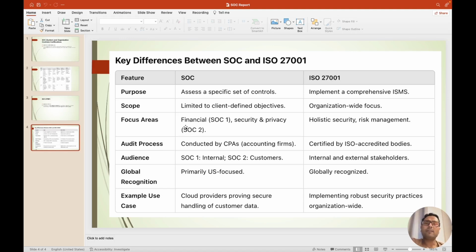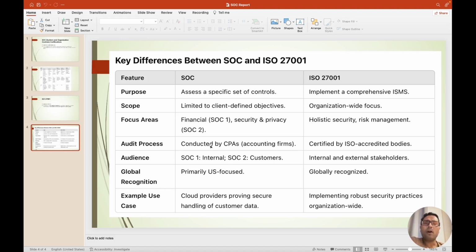The focus area is financial for SOC 1, security, CIA and privacy for SOC 2, and a high level summary for SOC 3. But ISO 27001 is a holistic security approach based on risk management, because in ISO 27001 under clause 6 we have the risk management criteria, including risk treatment. So we need to assess risk, and based on that we need to treat that risk. Those are included in ISO 27001.